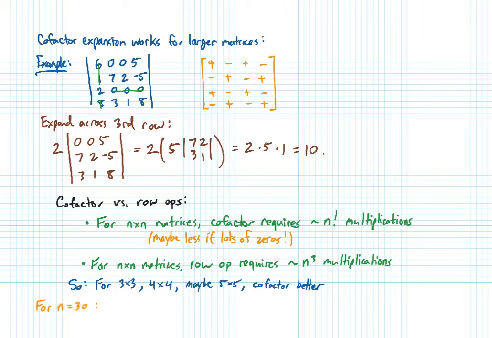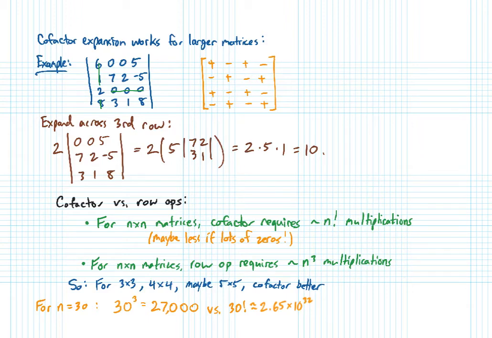But what if you had a 30 by 30 matrix? If you used the row operation method for this, then you'd have to do 30 cubed calculations, which is 27,000. You obviously wouldn't want to do that by hand, but for a computer, that's nothing. Now suppose you use the cofactor method for your 30 by 30 matrix. Then the number of operations would be about 30 factorial. And 30 factorial is approximately 2.65 times 10 to the 32, which is a lot bigger than 27,000.